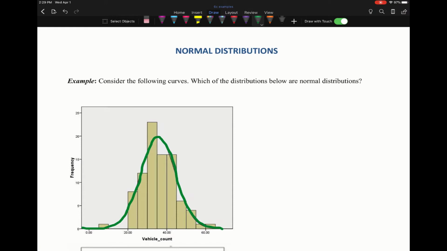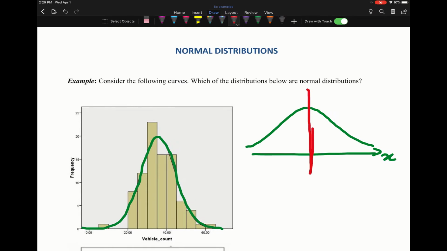A normal distribution has a symmetrical bell shape. So assuming that this is the horizontal x with the values of your variable, the frequency will approximately fit a shape that looks like a bell. And this shape also has a single peak centered in the middle of the data set.